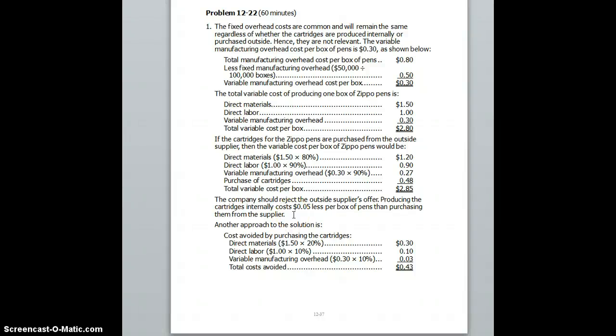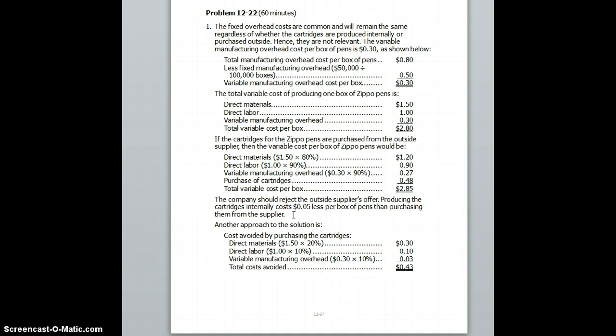We will now discuss the solution to problem 12-22, which involves a make or buy decision. This problem involves the Bronson Company, which manufactures a variety of ballpoint pens. The company has just received an order from an outside supplier to provide the ink cartridges for the company's Zippo pen line at a price of 48 cents per dozen cartridges. The company is interested in this offer because its own production of cartridges is at capacity.